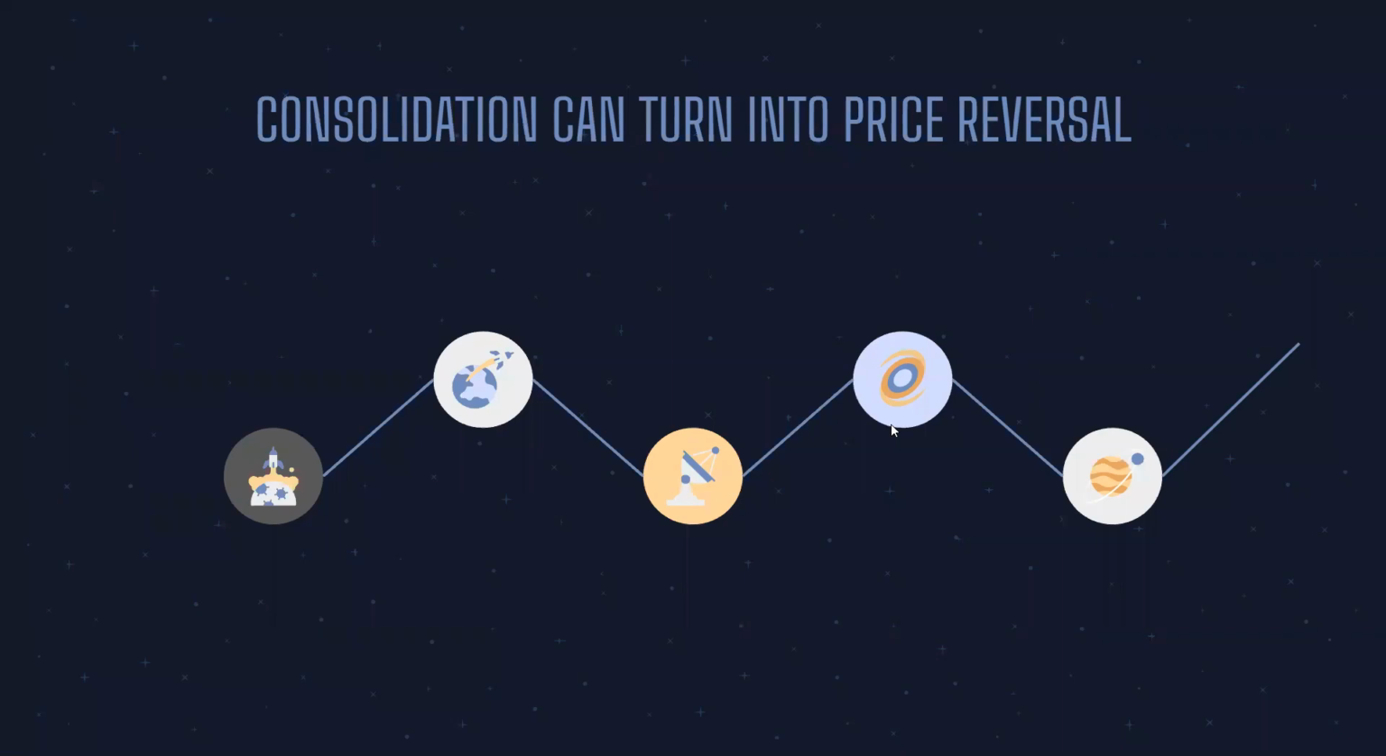So consolidation can turn into what? Price reversal. Remember, in consolidation, only two things could really happen. Consolidation is never going to end up being forever. So a trade is either in an uptrend, consolidation, or in a downtrend. It has to be in those three different things, right?